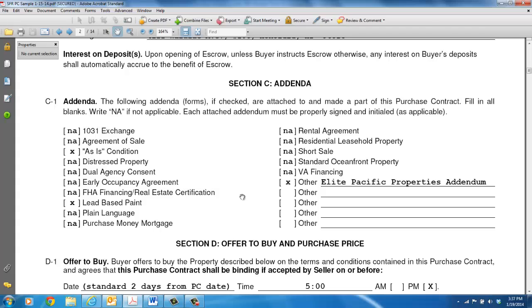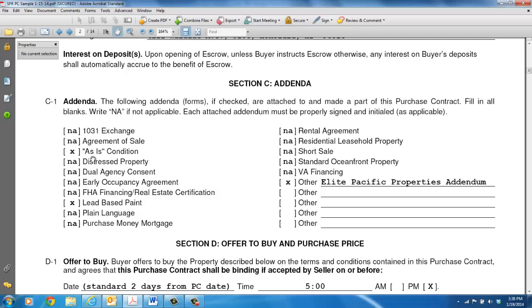If for some reason your client is not comfortable with our Elite Pacific Properties addendum, and it has happened, and they specifically request that it not be included, I don't think that would be a problem. You would just need to make sure that you let Karen know that your client was the one that specifically requested that it not be included. Sometimes you might have some pretty savvy clients that read the language and they just aren't comfortable with it. But you will have no choice but to add the lead-based paint, because by law you would have to do that.